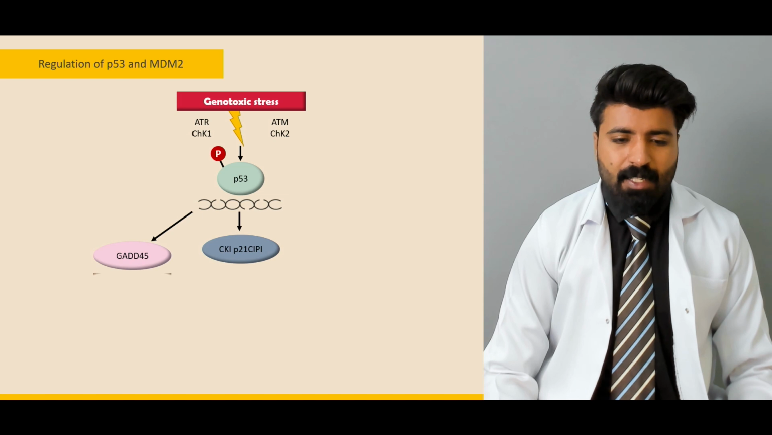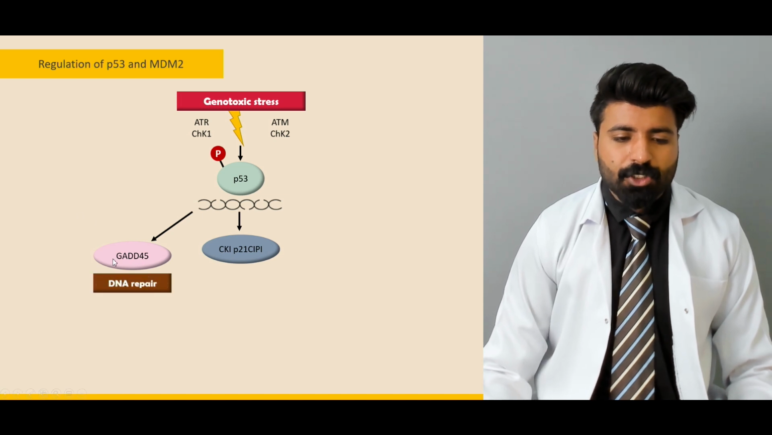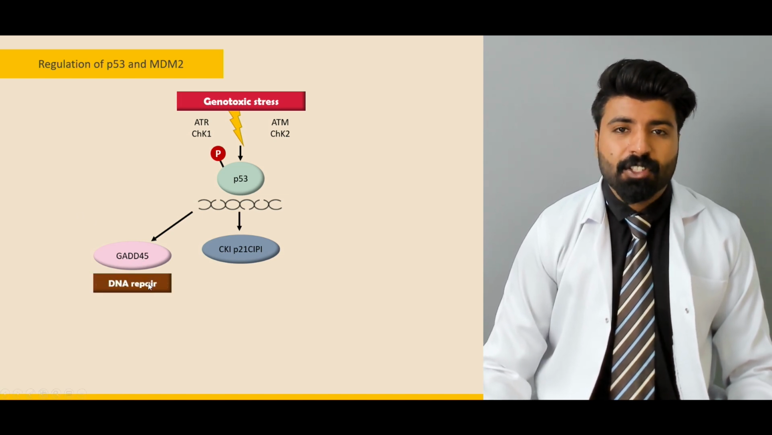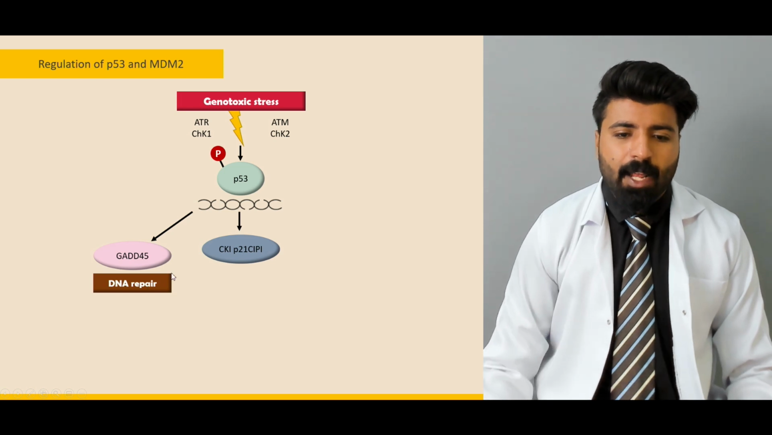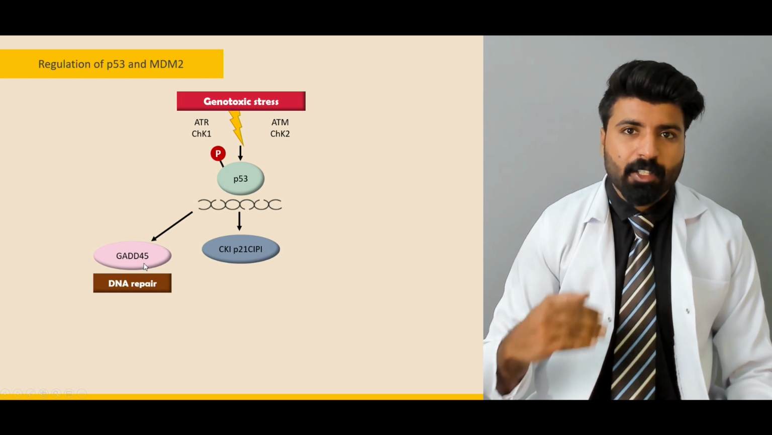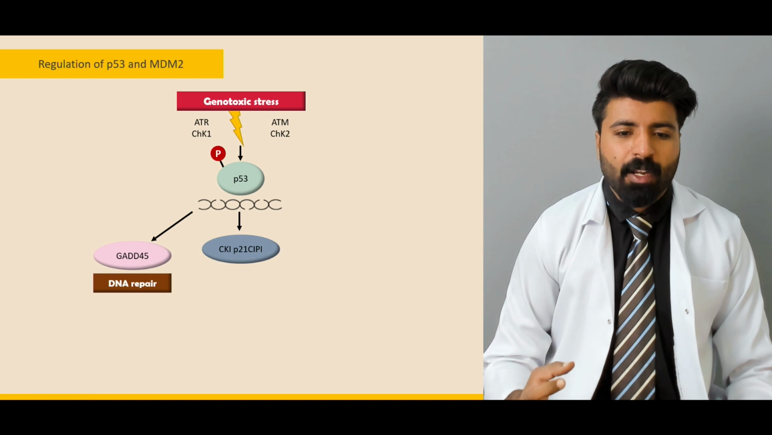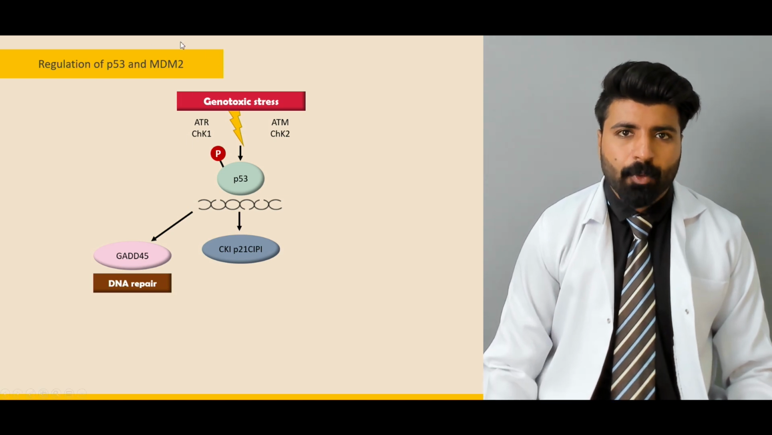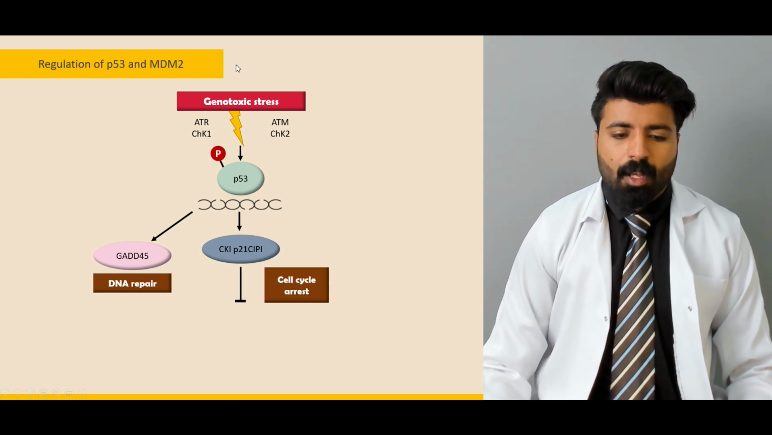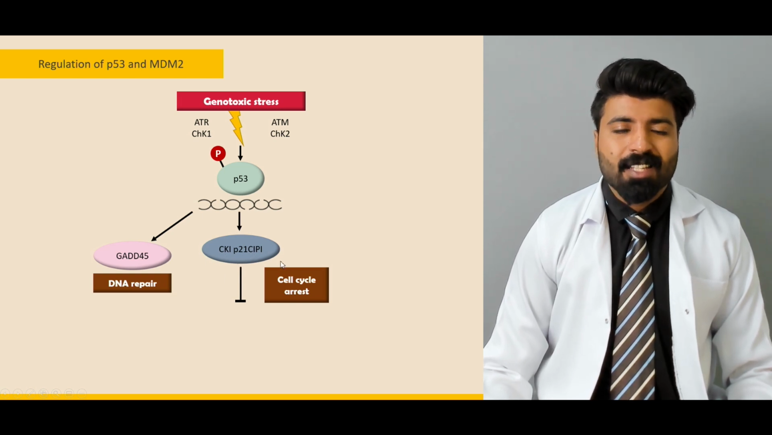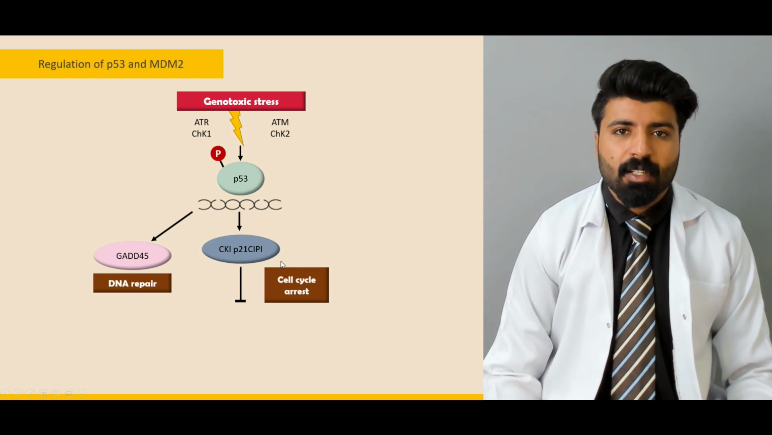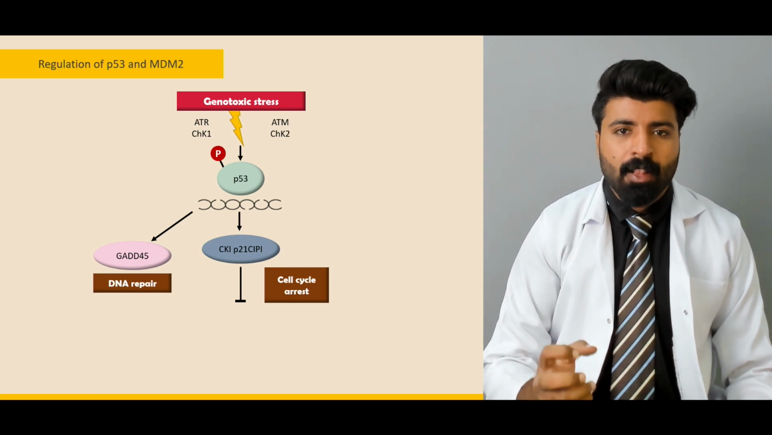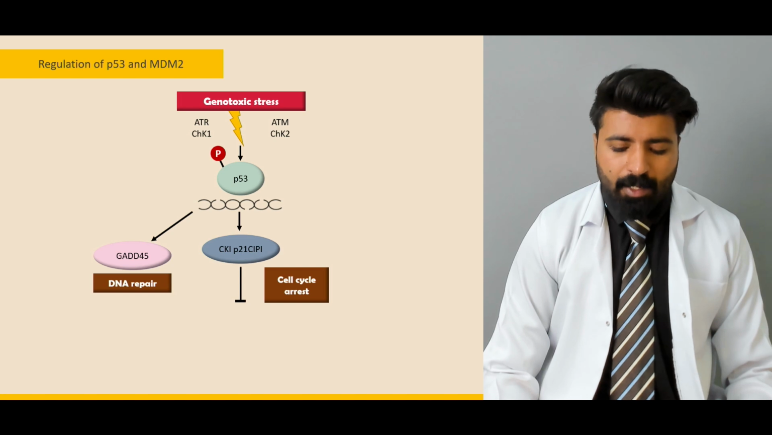So what will happen is that it will give off to GADD45, which leads to DNA repair. That damage which has been done, GADD45 will lead to DNA repair. And when the DNA is repaired, P53 will go away with the help of MDM2. Now, if CKI, P21, CIP1 is produced, the cell cycle goes into arrest. The cell cycle won't continue until that mistake is corrected.